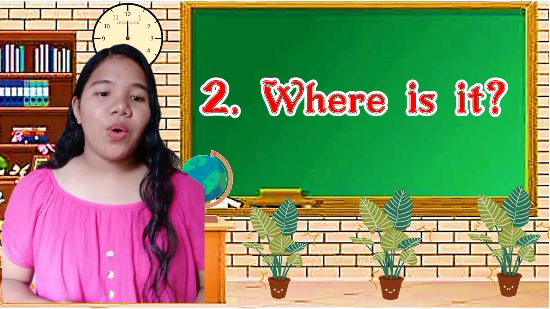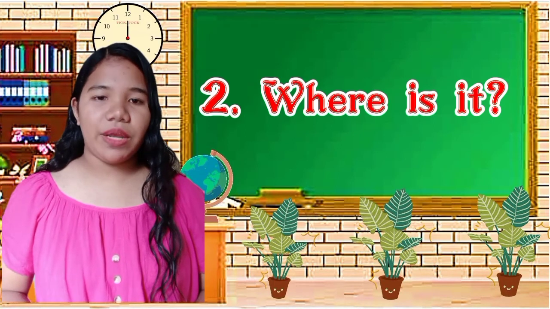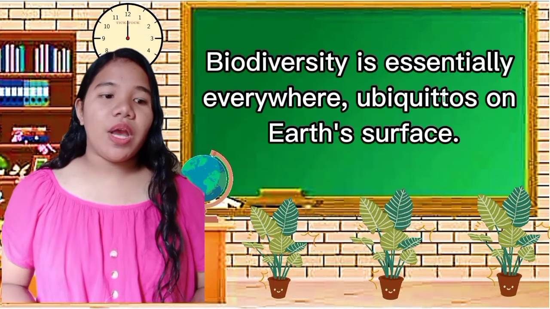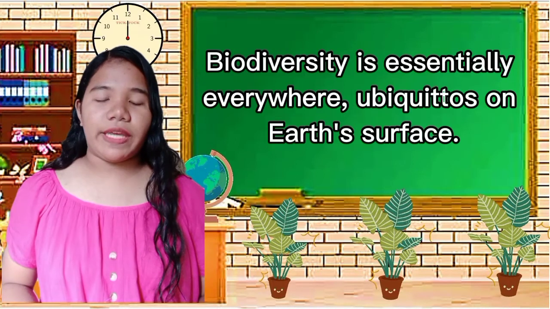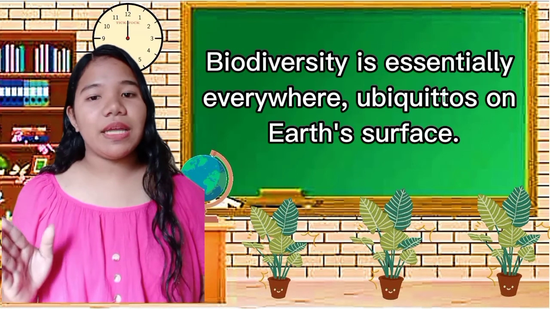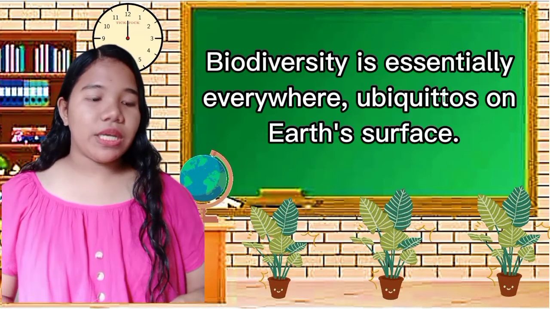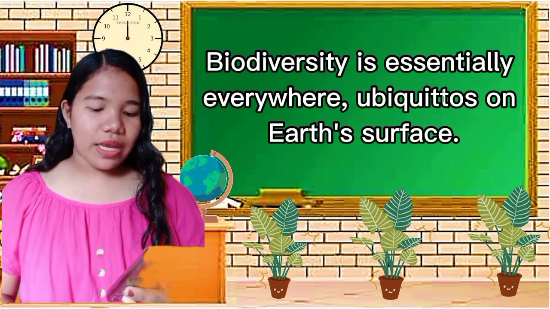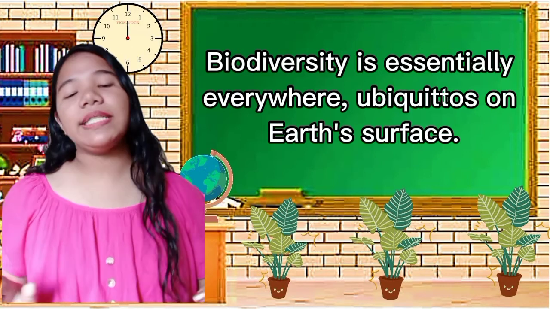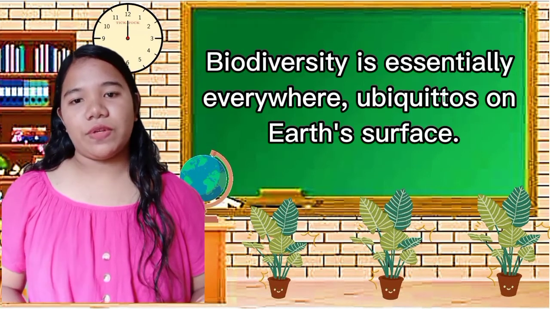Number 2, where is it? O saan nga ba natin matatagpuan yung biodiversity? Biodiversity is essentially everywhere, ubiquitous on Earth's surface. So, sabi nga dito, yung biodiversity ay matatagpuan natin kahit saan tayo pumunta. So, yung ubiquitous, sabi ng Google, ay nangangahulugan na nasa lahat ng dako. So, kahit saan tayo pumunta, makikita natin yung biodiversity.